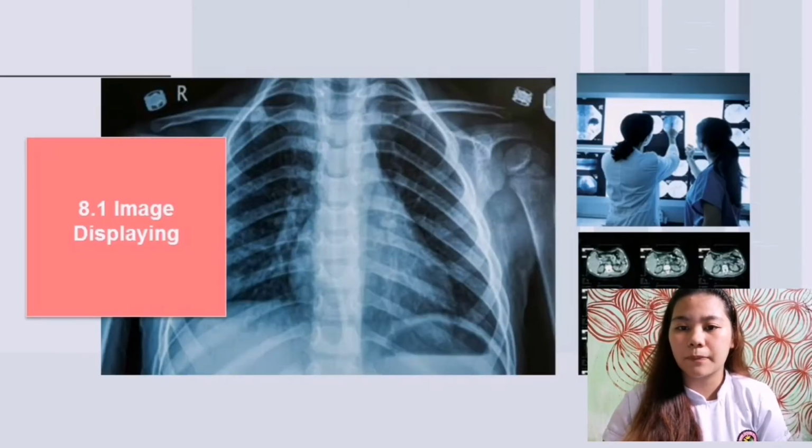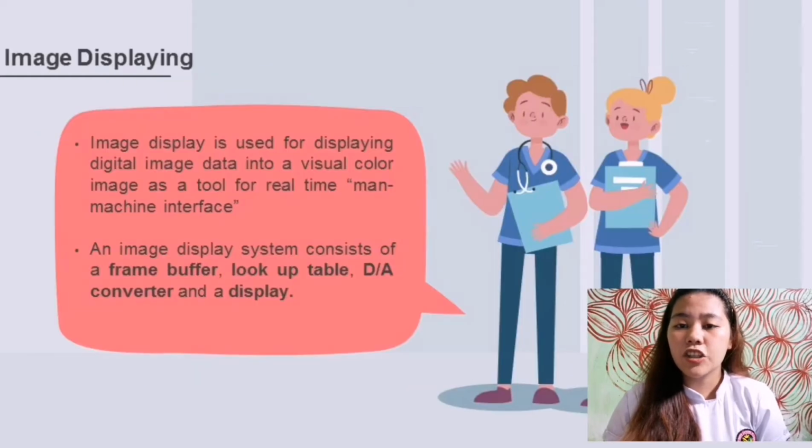Image displaying. Image display is used for displaying digital image data into a visual color image as a tool for real-time man-machine interface. An image display system consists of a frame buffer, lookup table, DA converter, and a display.